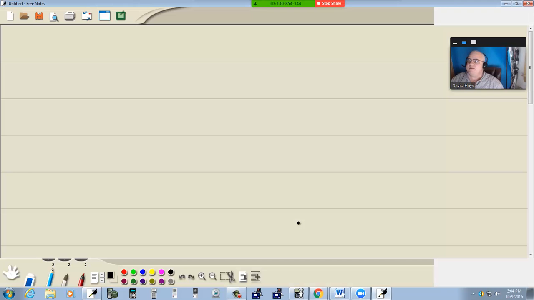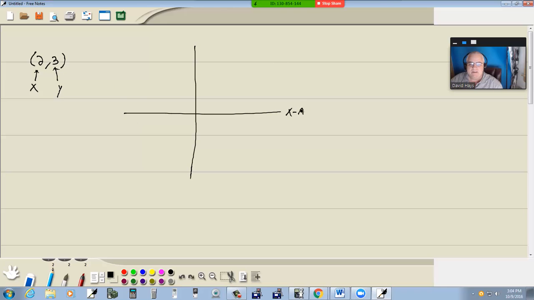Okay, now plotting points. If we're plotting the point (2, 3), this first part before the comma is our X part, and this second part after the comma is our Y part. Now, in the rectangular coordinate system, we have our X-axis and we have our Y-axis.